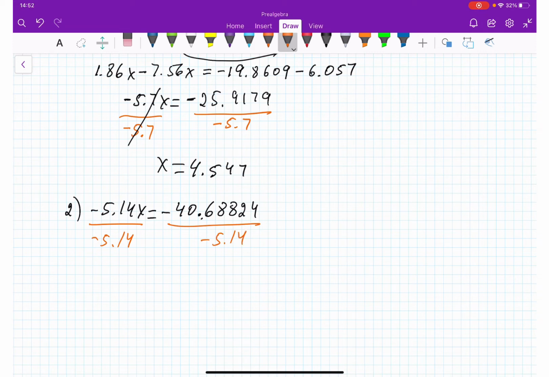This much x is equal to this much, so the negatives cancel each other, and x is going to be positive, so let's divide. 40 point, Jesus Christ, it's the whole nine yards number, 68824.